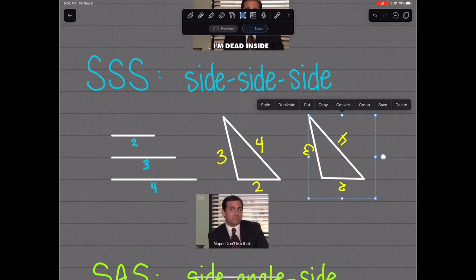Cool. All right, so that's called the side, side, side postulate. It's basically saying that if you make a triangle with sides that have the same lengths, all triangles constructed whose sides have the same lengths as the given segments are going to be congruent triangles. There we go. All triangles that are made with sides that have the same lengths are going to be congruent triangles. They will fit right on top of each other.